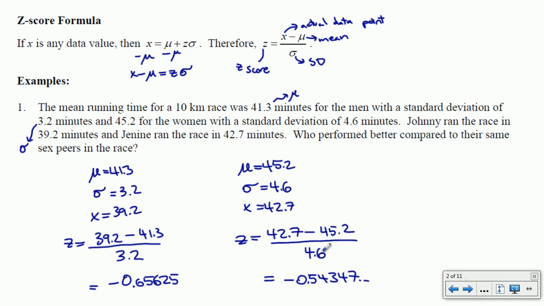So who did better compared to their peers? Well, it's important to remember that in this situation, it's better to have a negative Z score because you want a lower time. So because Johnny has a more negative Z score compared to Janine, Johnny did better in relation to his peers.